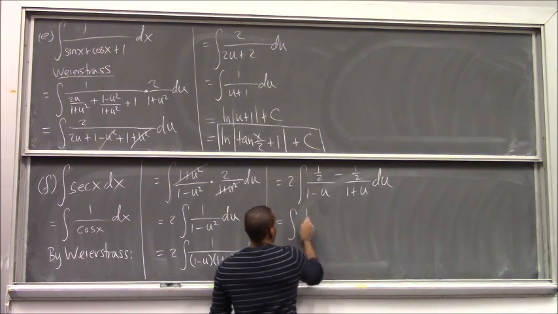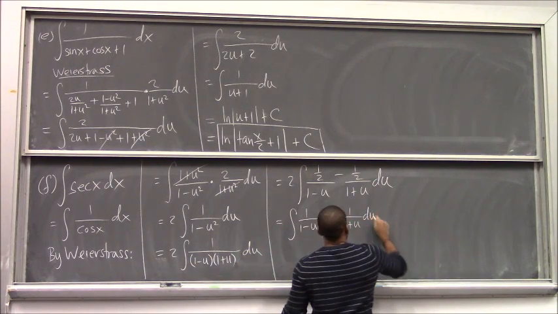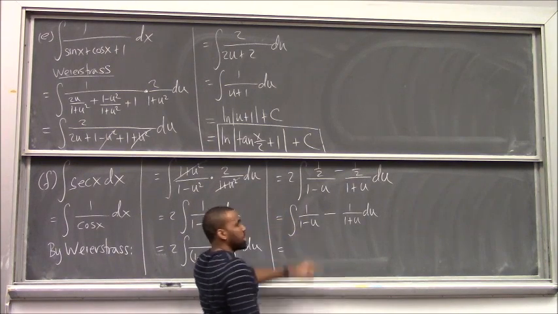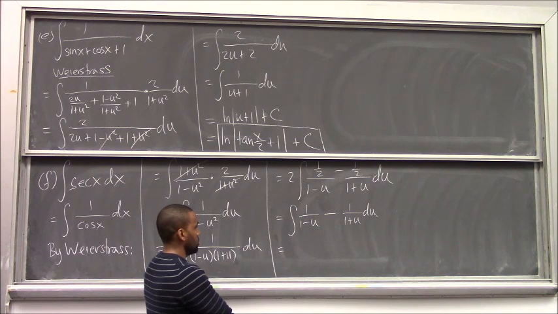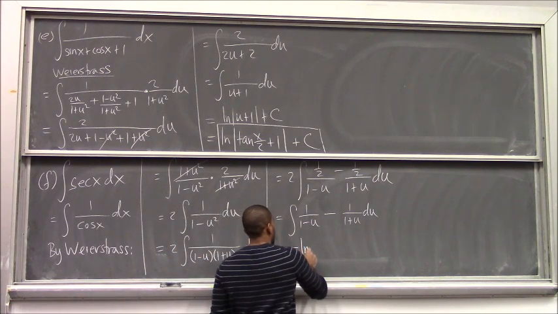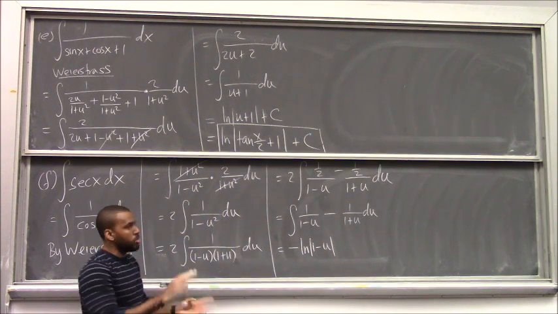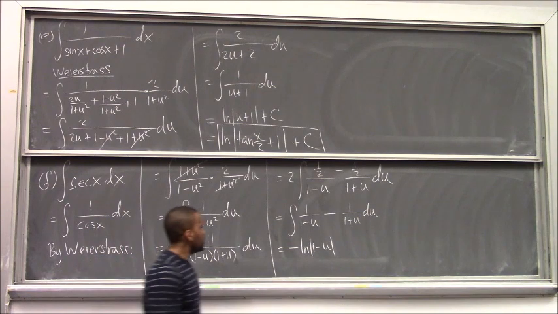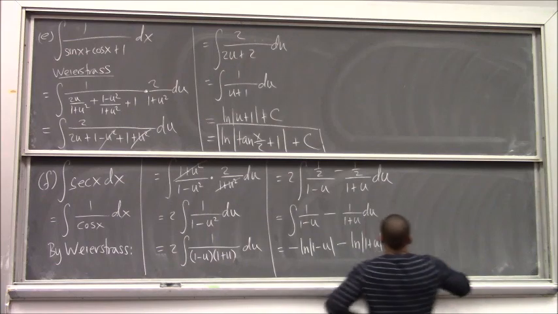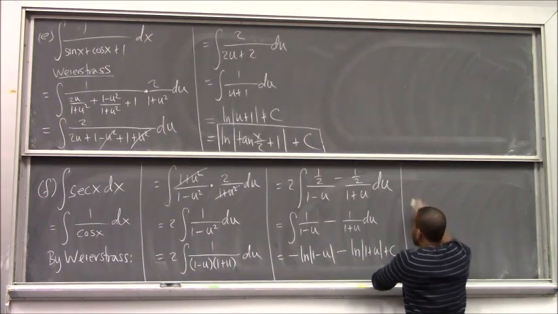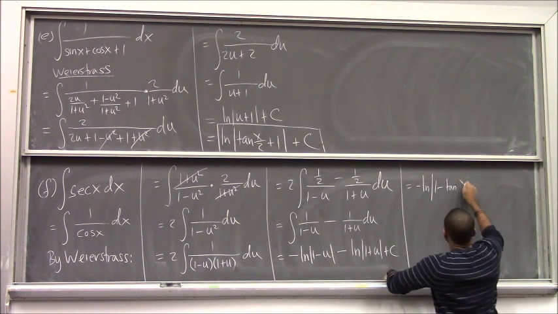So this is just the integral of 1 over 1 minus u, minus 1 over 1 plus u. The integral of this guy is ln of the absolute value of 1 minus u, negative, sorry, negative ln of the absolute value, because you'd have to do another substitution, technically speaking. t equals 1 minus u, your dt is going to be minus du. So that actually gives us the answer, minus ln of 1 minus tangent of x over 2.